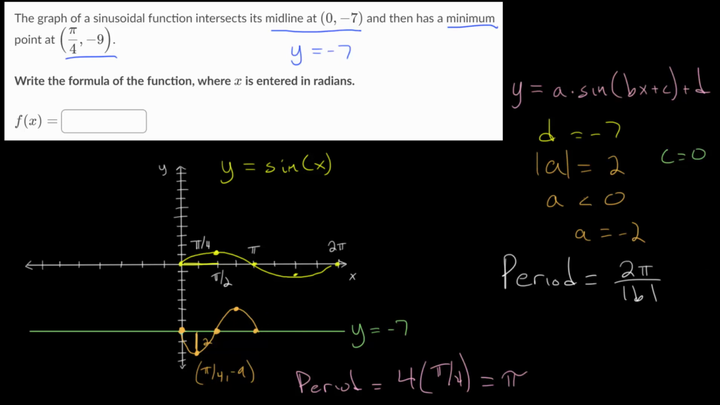So let's figure out the period now. We just plug in the information we know for the period, and we need to solve this for b. Now we can multiply each side by the absolute value of b and divide each side by pi so that we get the absolute value of b is 2 pi over pi, which would just be 2 here. Now we need to be careful since b could be either positive or negative.